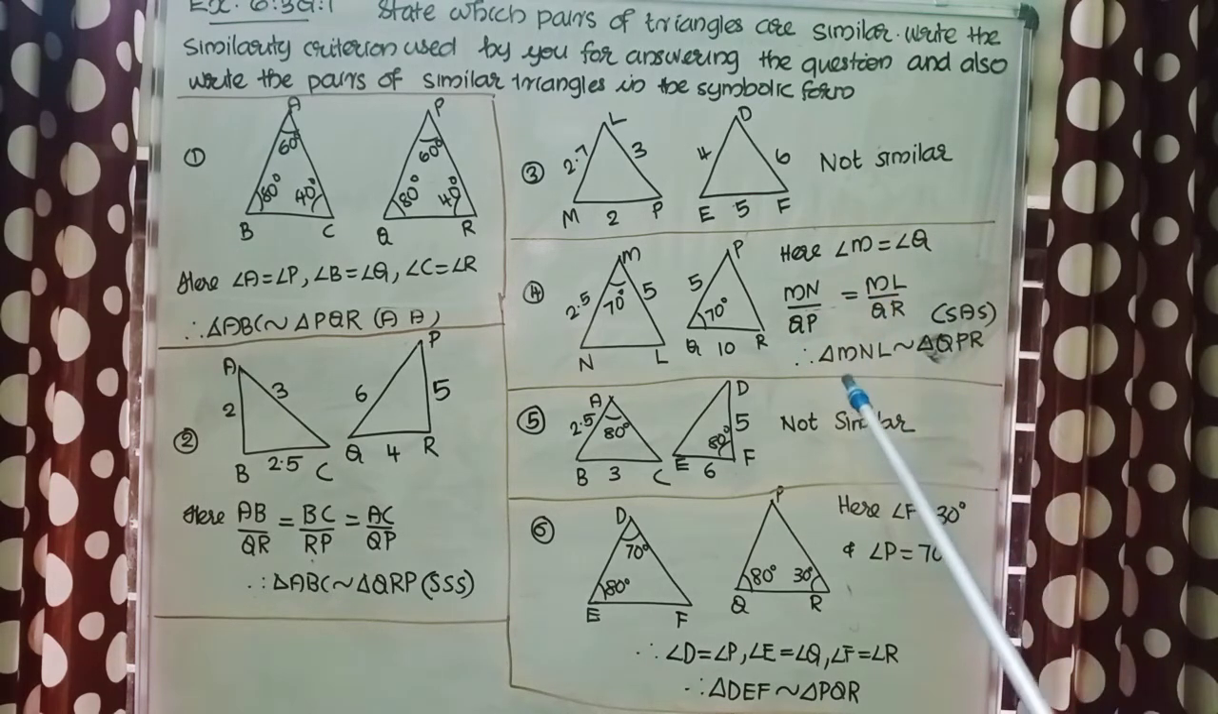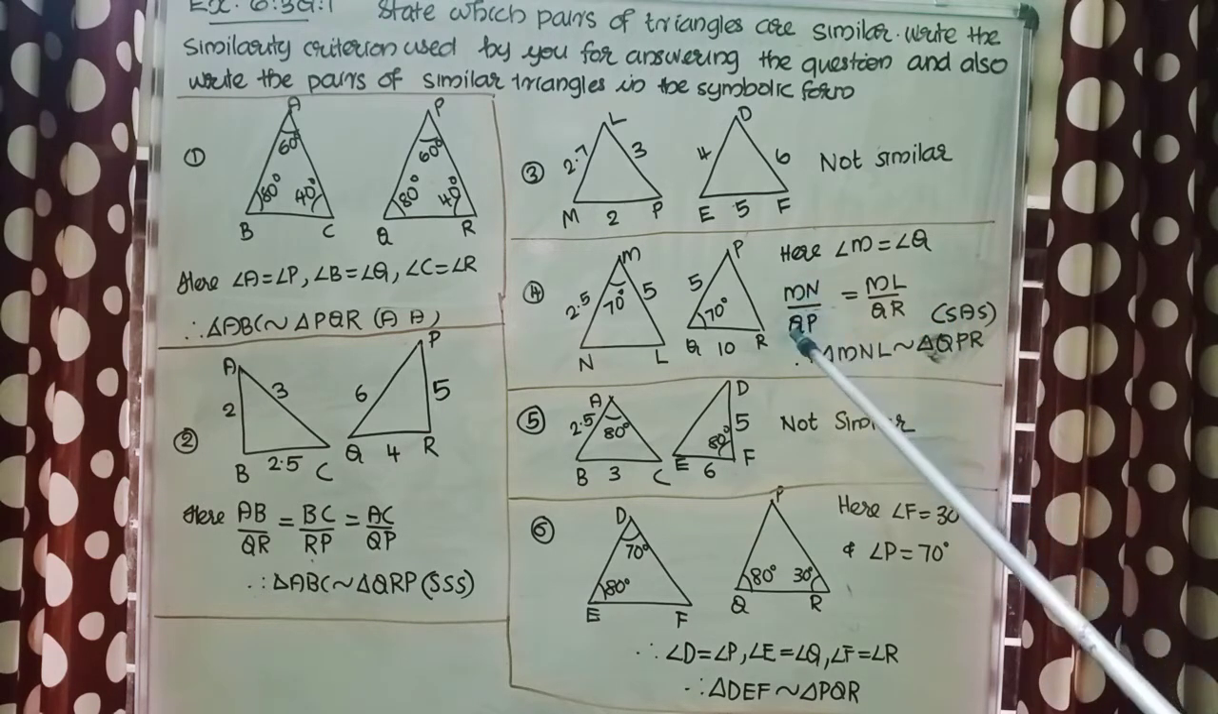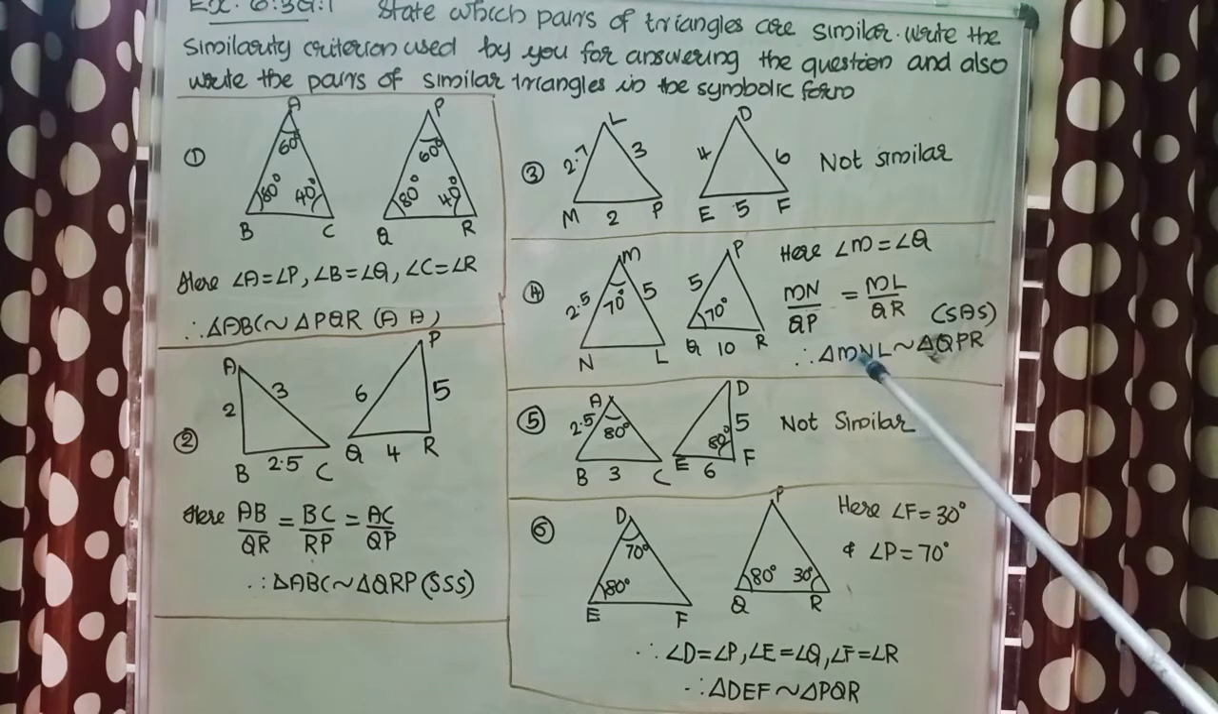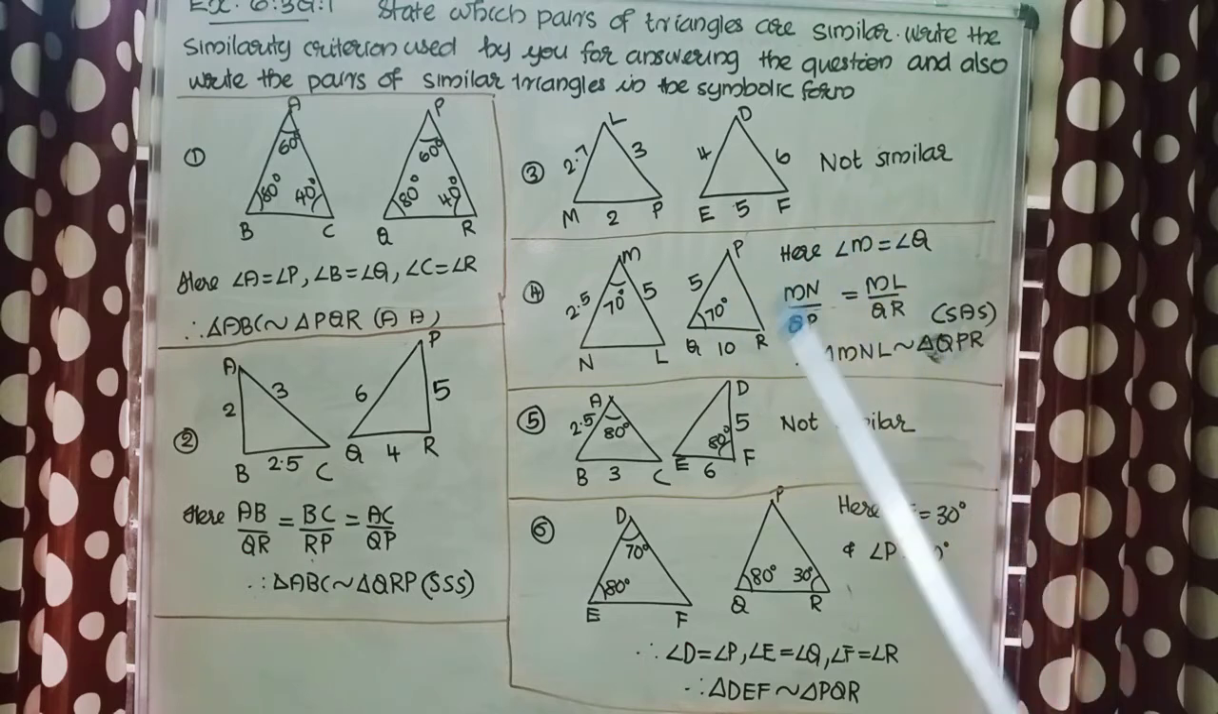So we can say triangle MNL is similar to triangle QPR by SAS similarity rule. Here the corresponding side of MN is QP. Here first two letters are MN, here first two letters are QP. The order always you take care.